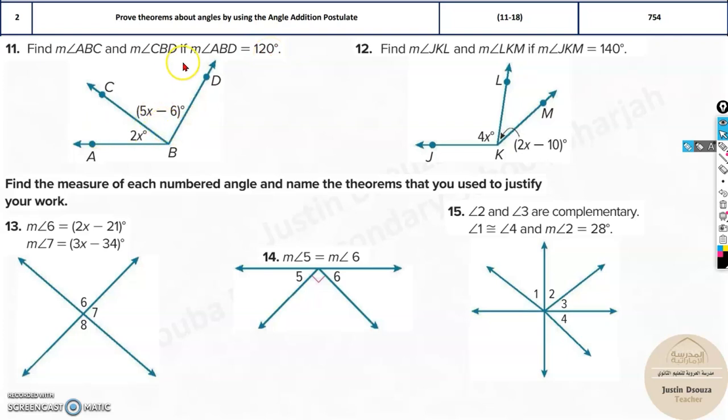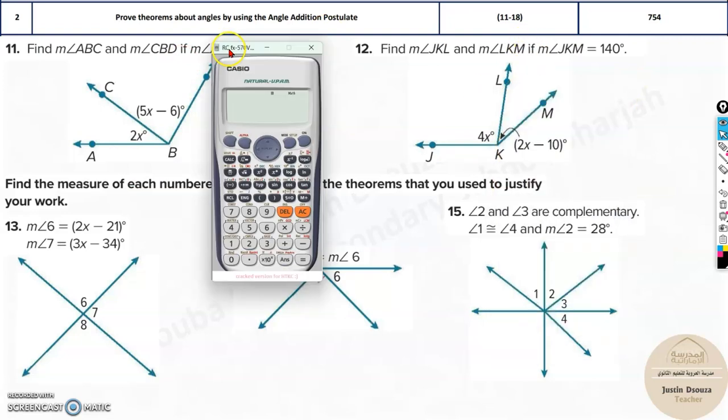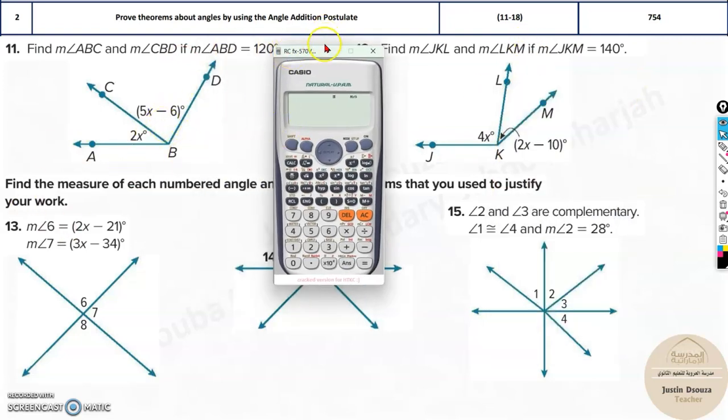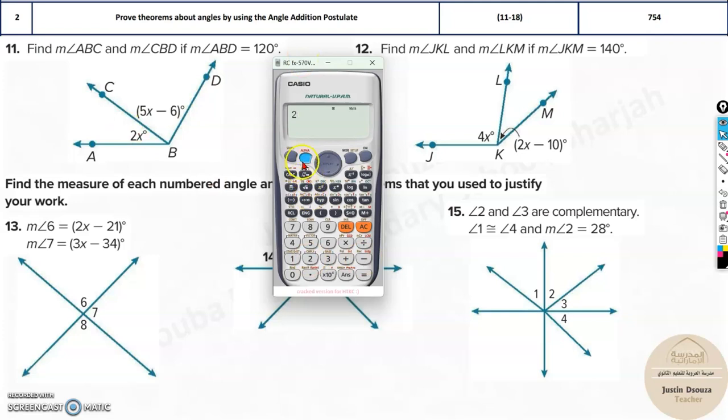Now say for example, you can use your calculator for this. I'm just doing it directly. Now we know 2x plus 5x minus 6 is equal to 120. That is the angle addition postulate. If you press equal to, you will not get the answer because x is a variable. You need to press shift and then solve. What is the answer? You will get 18 over here.